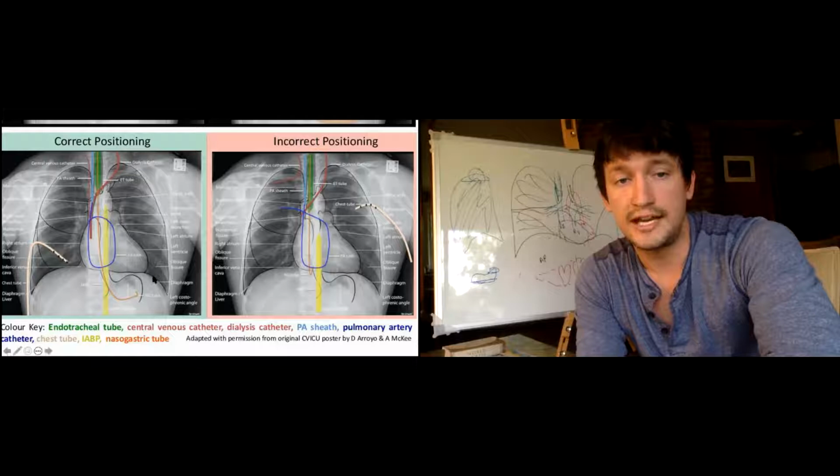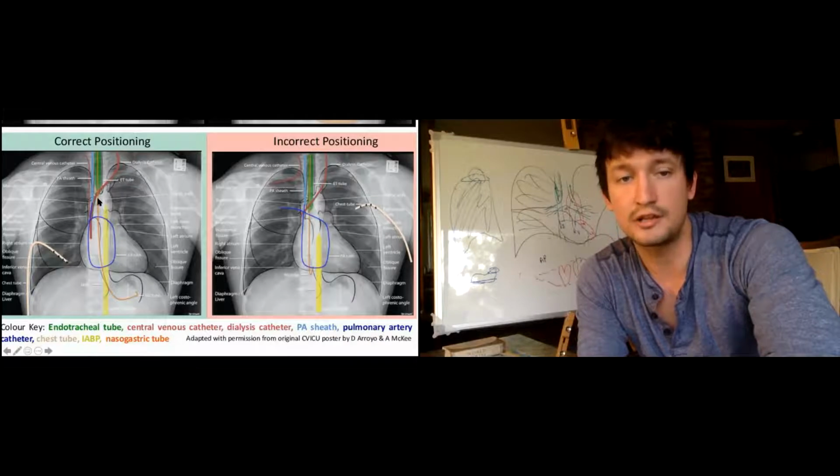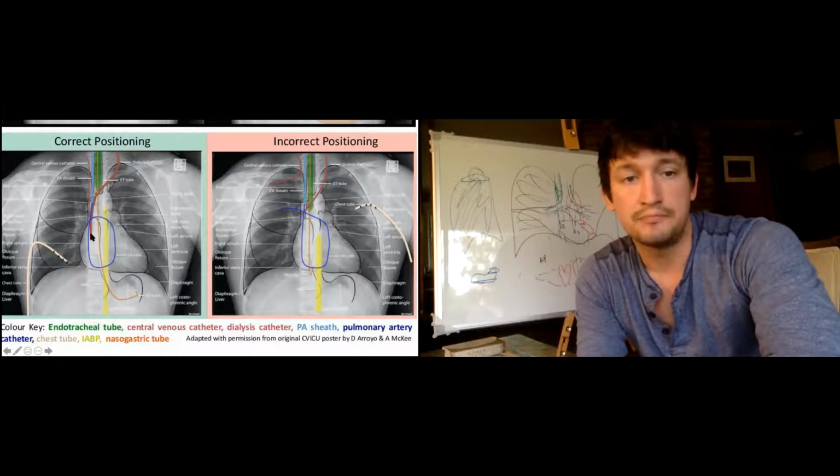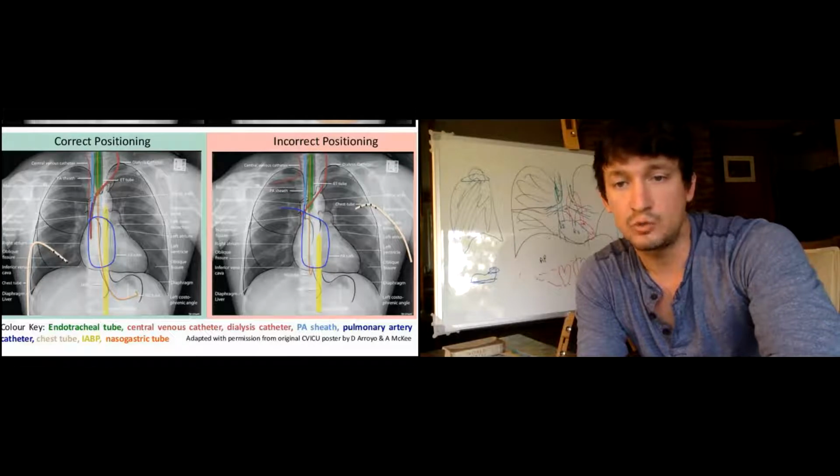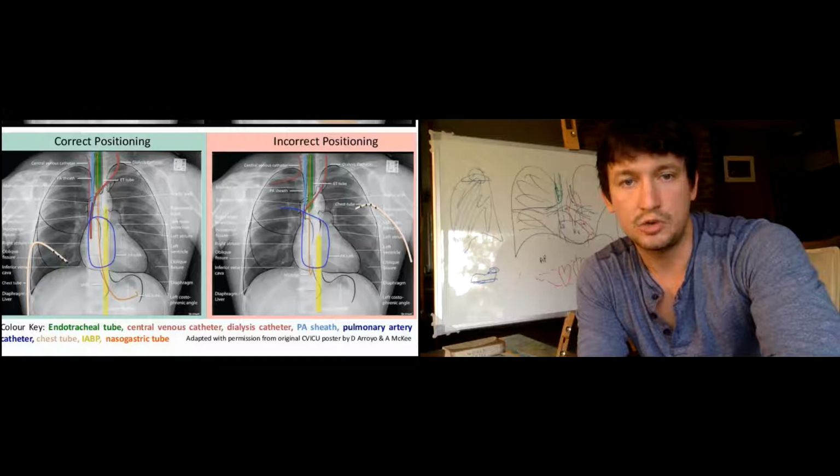For the dialysis catheters, they should actually be kind of in the right atrium because they're very high flowing lines. And then the ET tube is another important one you guys will see. That should be about 4 centimeters up from the carina. Perfect, there's the carina. And we'll see some pathology when that's placed too low.